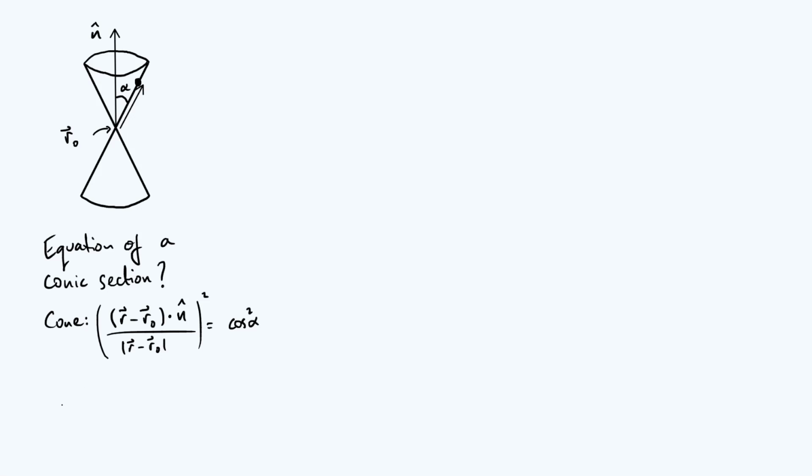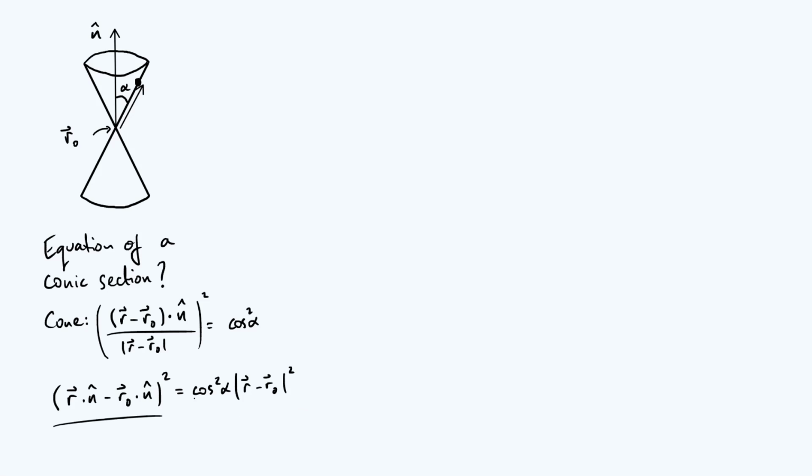Firstly, I'm going to get rid of the fraction and also expand some of the brackets on the numerator, and write the numerator as r dot n minus r naught dot n. That's all going to be squared. Then I'm going to take my cos squared alpha on the right hand side and multiply that by the squared modulus of r minus r naught. So let's expand out both the squared bracket and the squared vector modulus.